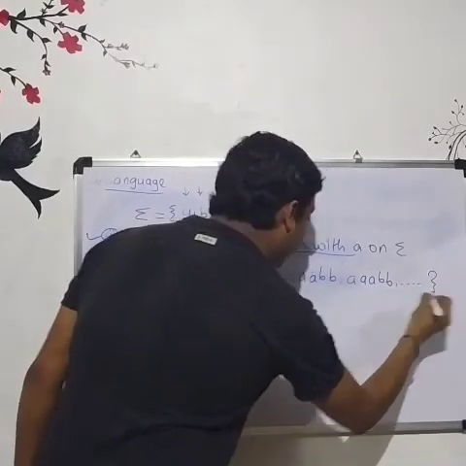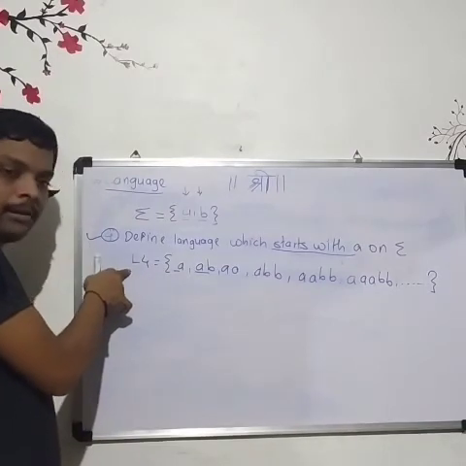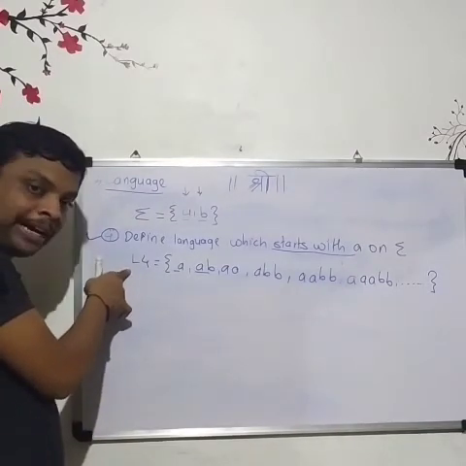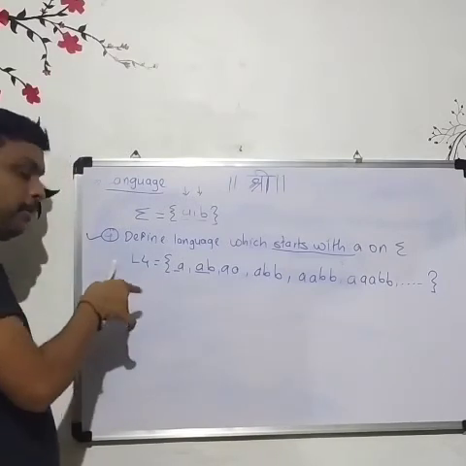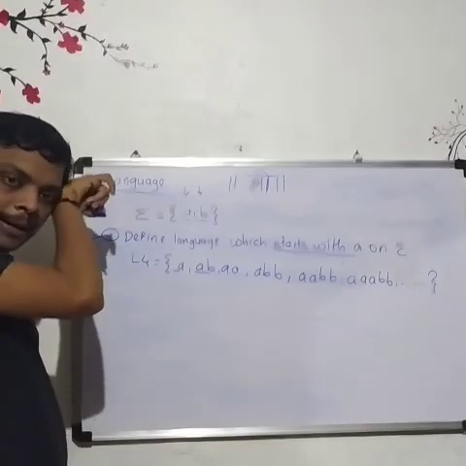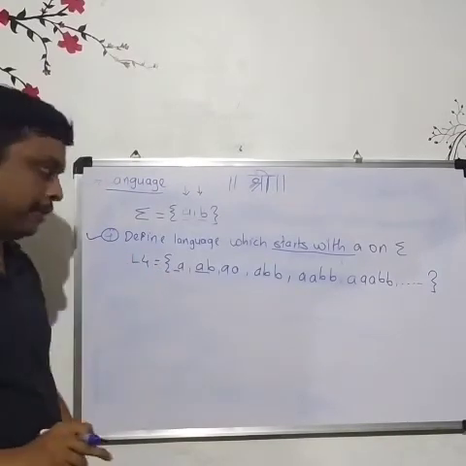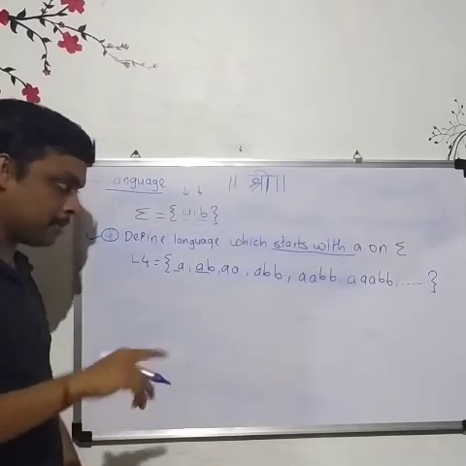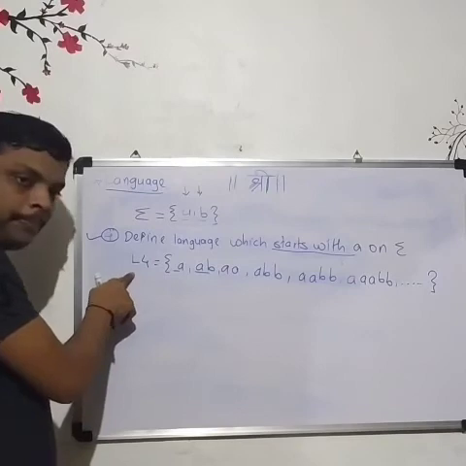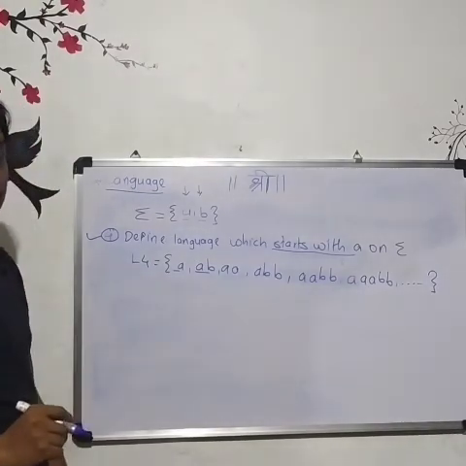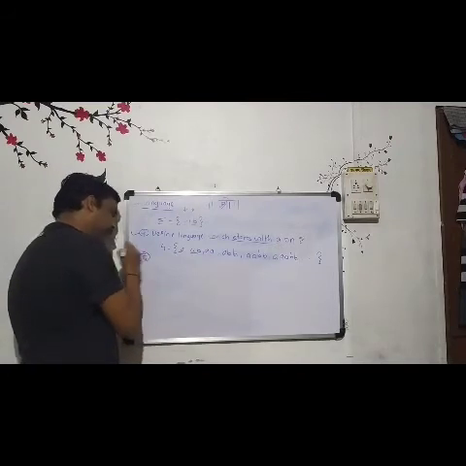And that's why this language L4 is what? An infinite language. Whatever examples we discussed earlier, L1, L2, L3, those are finite because in that particular set a finite number of elements were there. But in this language an infinite number of elements are there. That's why this is an example of infinite language. Getting this point?